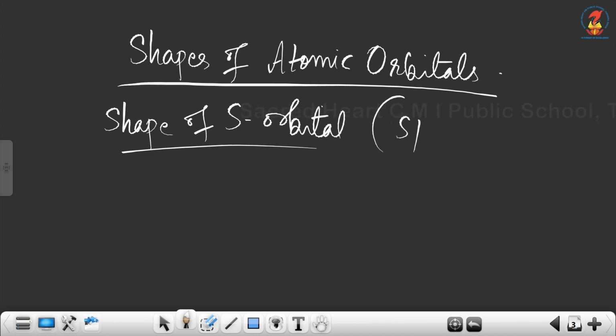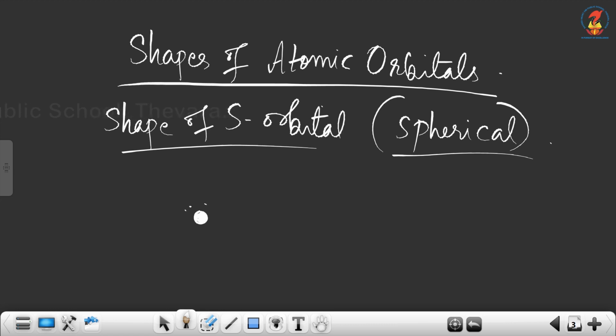Now, s orbital is spherical in shape. If you are asked to draw the shape of 1s orbital, we have the nucleus at the center, and around the nucleus, close to the nucleus, we have the probability of finding electron, and this is the shape of 1s orbital.